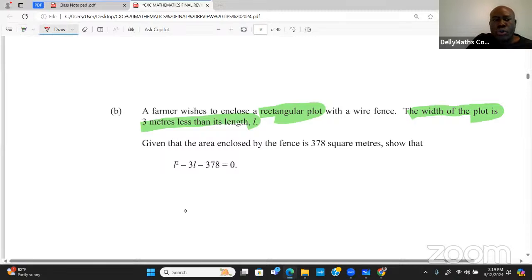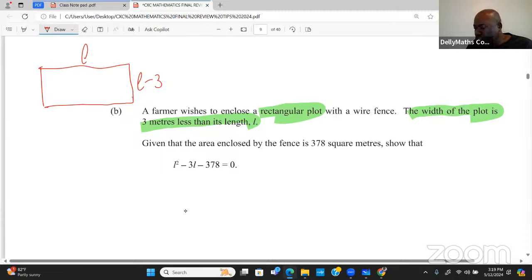All right, so let us say I drop a quick rectangle here. What we want to do is to remember that the length is given as L, but the width is 3 meters less than L. So what it means then is you're going to have L minus 3, because it's 3 meters less than L. So you take it from it.